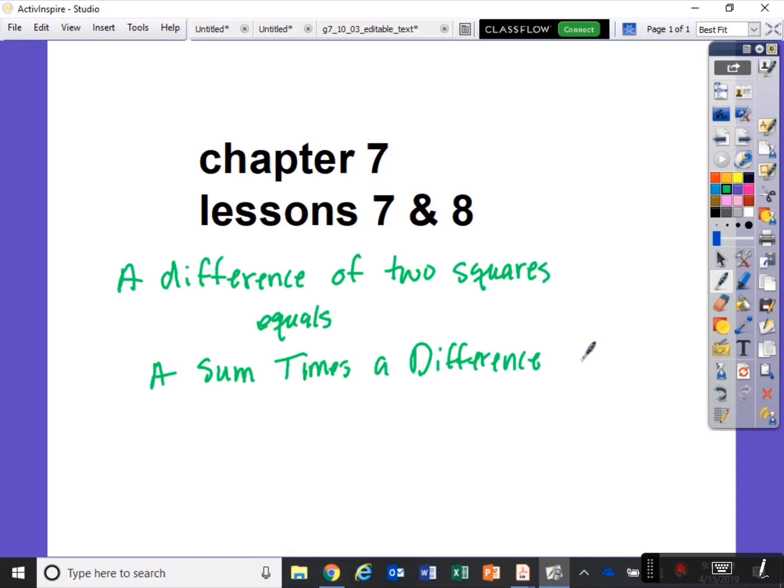So maybe out here I'll put x squared minus 49, and down here x plus 7, x minus 7. That way you've got a small example to go with.